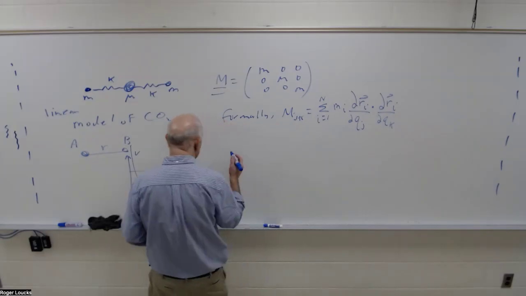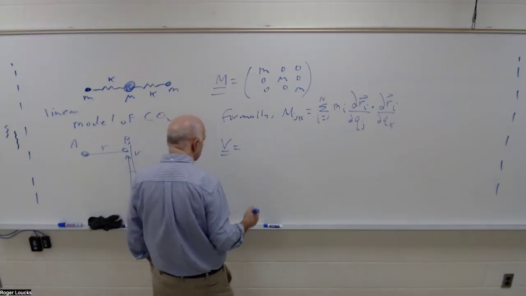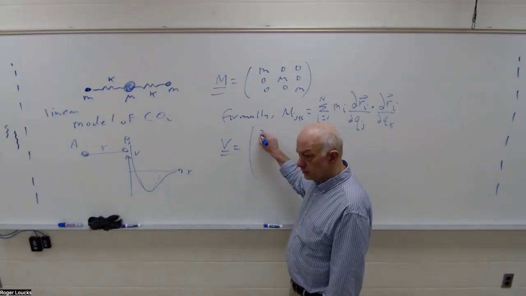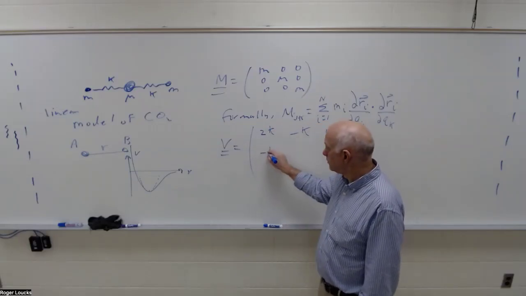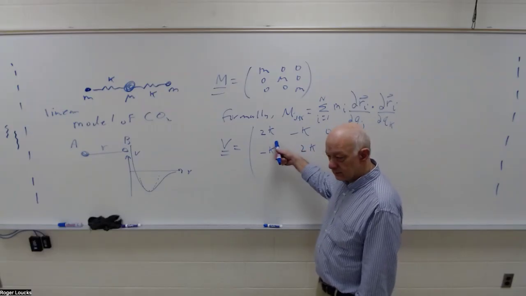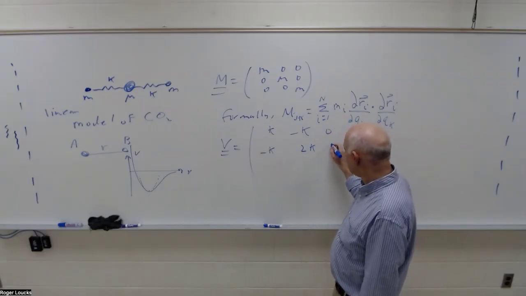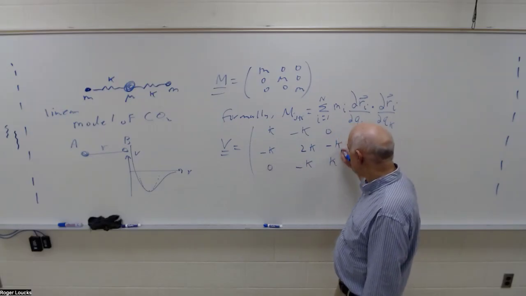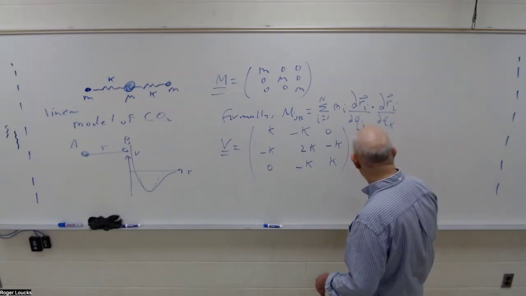Okay, then we worked out our potential here. When we worked out our potential, we had a whole bunch of terms. What did this end up becoming? 2K, minus K, 0; minus K, 2K, minus K; 0, minus K, 2K. That's what we had.